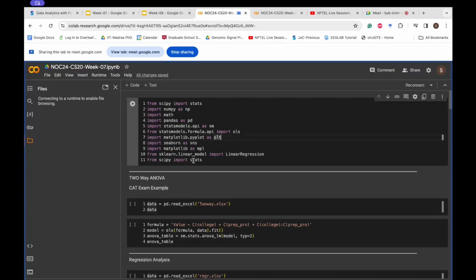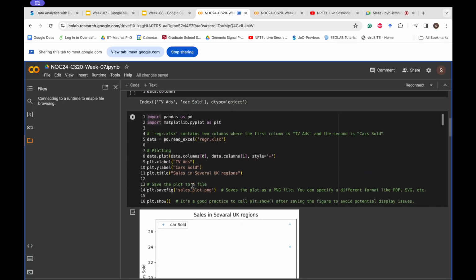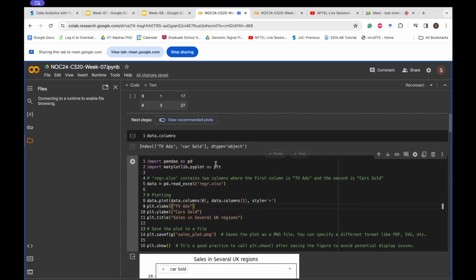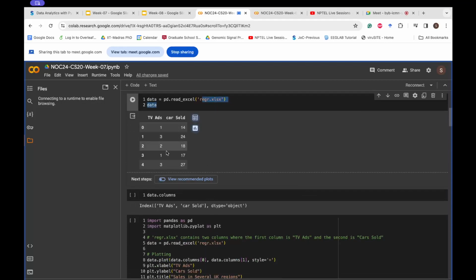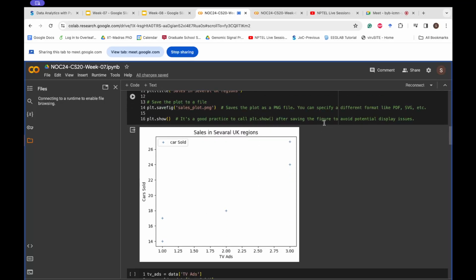Okay, so I'll skip this two-way ANOVA part. In the previous class, we saw one example of TV ads and car sales. We had this data in the regression.excel file. Only 5 data points were there, and then we were trying to fit a line on these data points.